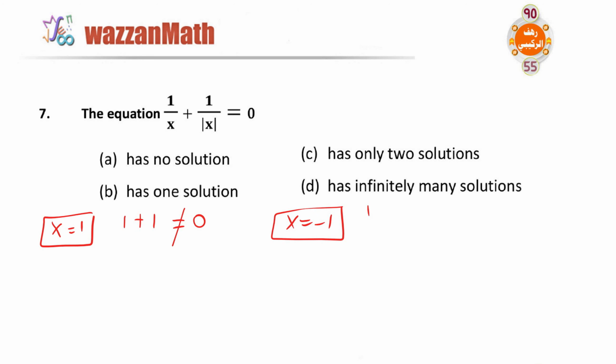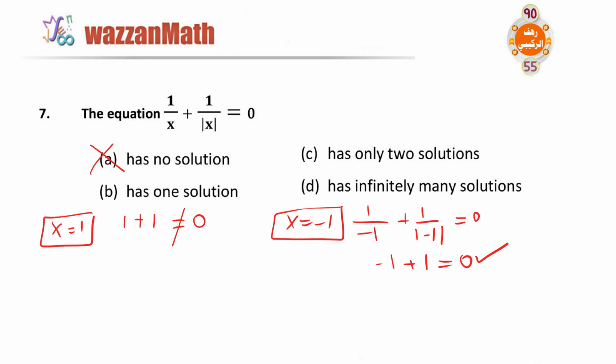If we put negative 1, we get 1 over negative 1 plus 1 over the absolute value of negative 1 is equal to 0. 1 over negative 1 is negative 1, plus 1 over the absolute value of negative 1, which is 1, is going to be 1, is equal to 0, which is a true expression. So now right away we can eliminate option A, which states that this equation has no solution, because we know it has at least one solution.